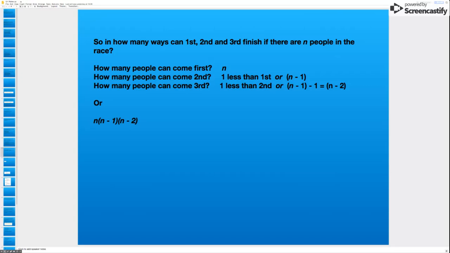So in how many ways can first, second, and third finish if there are n people in the race? So now we're getting into algebra. If there are n people in the race, how many people can come first? n different people. Once that one person has finished first, there are n minus 1 people that could finish second, and there are n minus 2 people that could finish third, or n multiplied by n minus 1 multiplied by n minus 2.